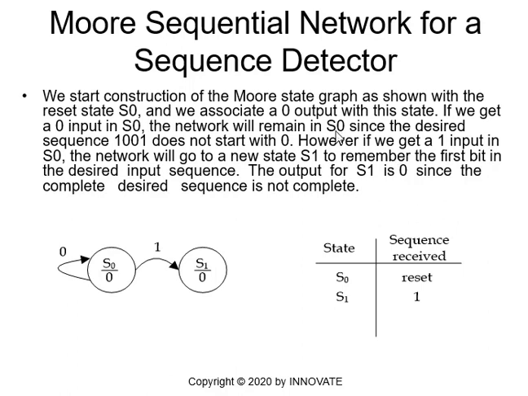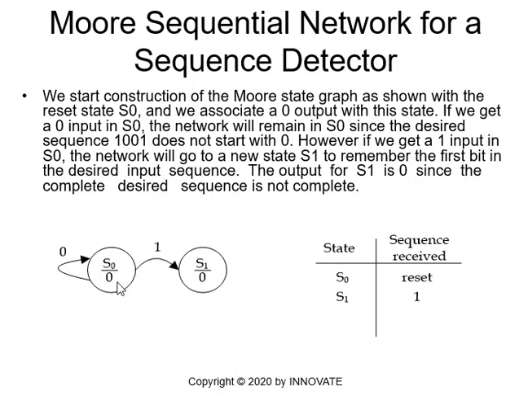Now, we start construction of the Moore state graph as shown, with the reset state as S0. As we associate a 0 output with this state, if you get a 0 input, the network will remain in S0 since the desired sequence 1001 does not start with a 0. However, if we get a 1, we have to remember this 1. So in this case, we go to a new state, which is S1, to remember the first bit in the desired input sequence. The output for S1 is 0, since the complete desired sequence is not yet received.